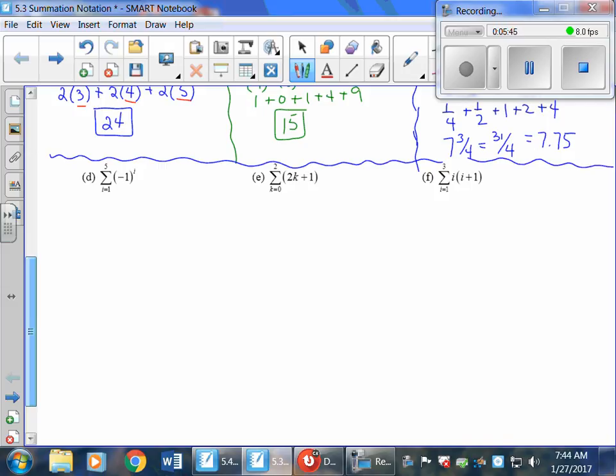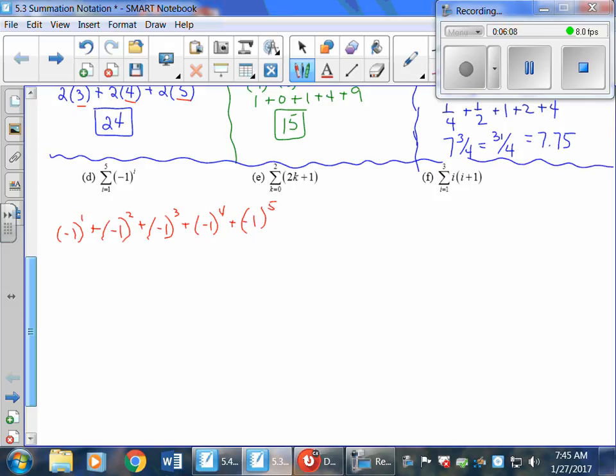So again, make sense of this. This is -1 to the index of i. So I know i is starting with 1. So I know this is going to be -1 to the first, plus -1 to the second, plus -1 to the third, plus -1 to the fourth, plus -1 to the fifth. Sorry, I'm kind of intruding on my next example here.